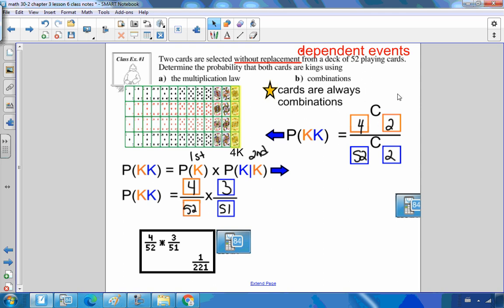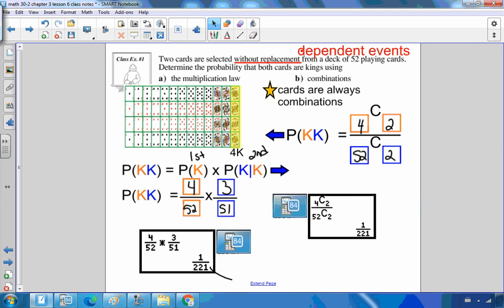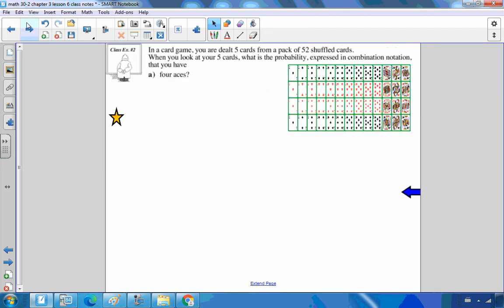So I can enter this into my calculator as well, and I should get the same answer. I did get the same answer, so I'm happy about that, because it doesn't matter which method I use, I should get the same answer. Okay, let's look at this one here.